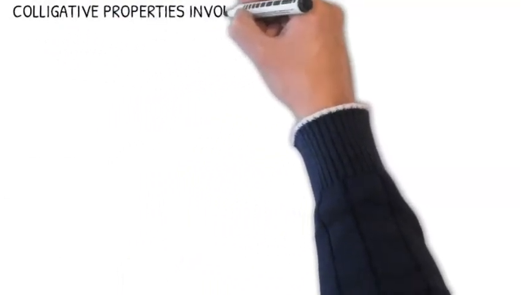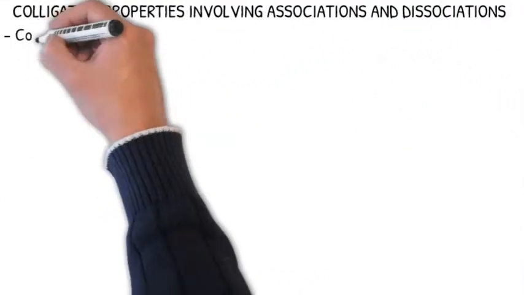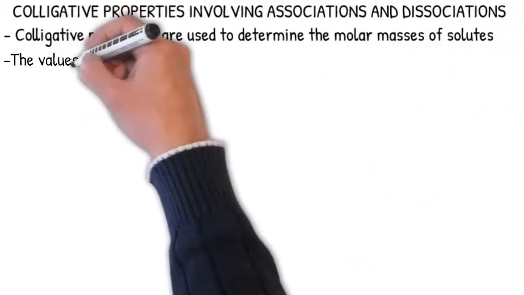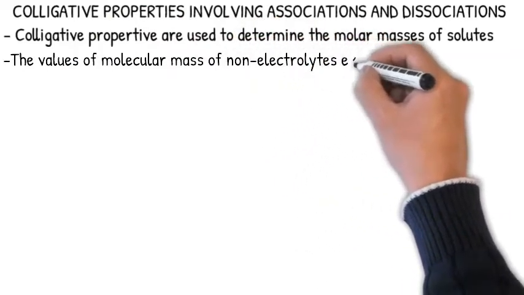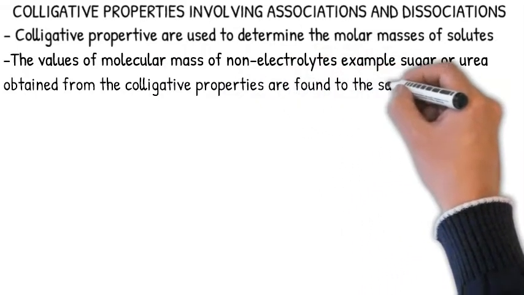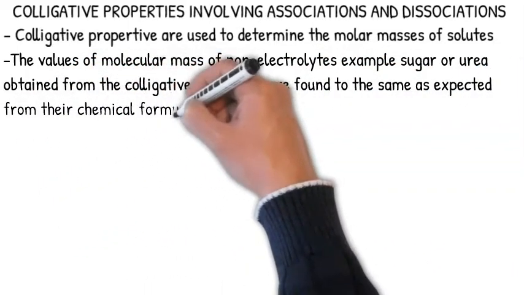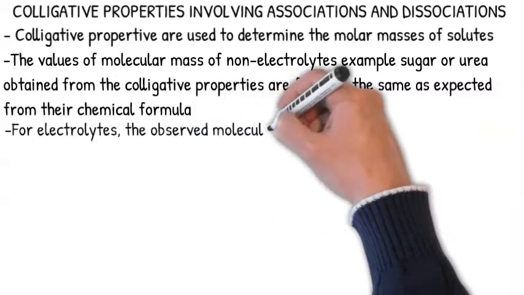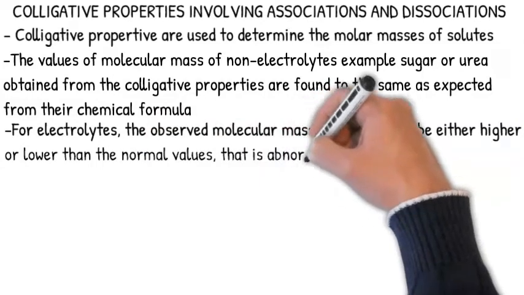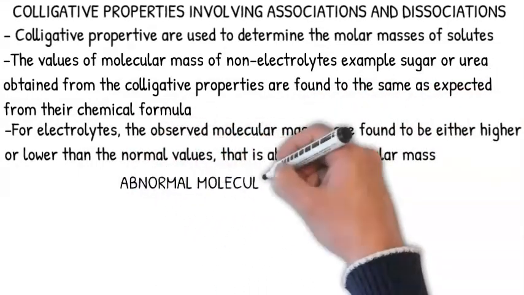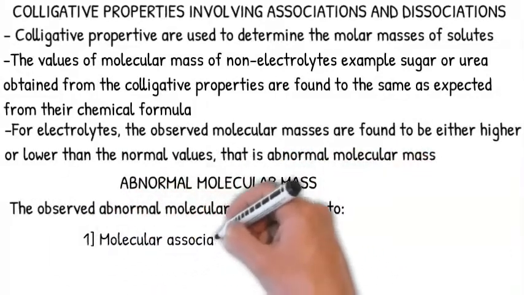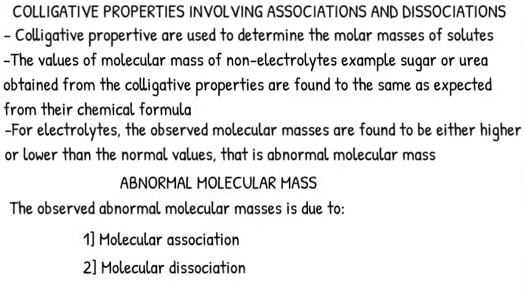Colligative properties involving associations and dissociations. Colligative properties are used to determine molar masses of solutes. The value of molecular mass of non-electrolytes, for example sugar or urea, obtained from the colligative property is found to be the same as expected from their chemical formula. For electrolytes, the observed molecular masses are found to be either higher or lower than the normal values, that is, abnormal molecular masses. The observed abnormal molecular masses are due to: number 1, molecular association; number 2, molecular dissociation.